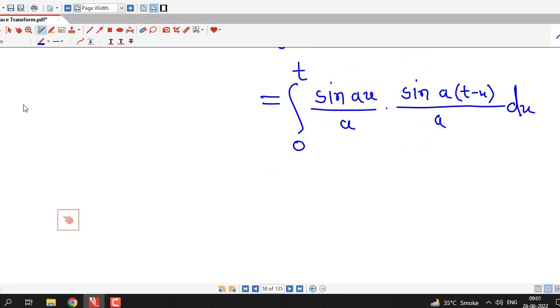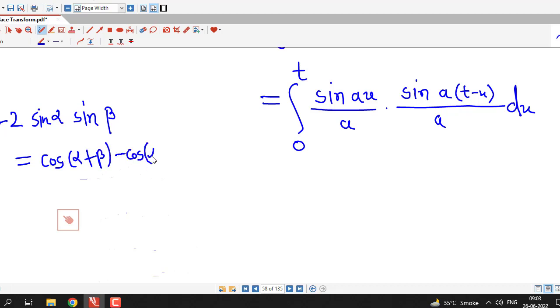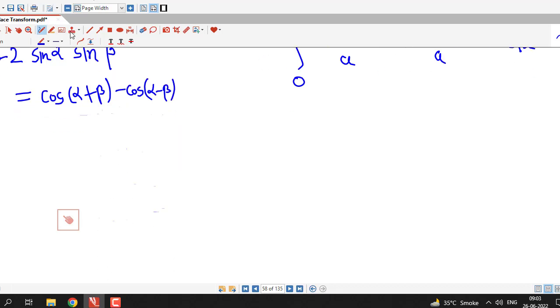Here also we have to use a formula. We know that 2 times cos alpha into cos beta, this is cos(alpha plus beta) plus cos(alpha minus beta), and 2 times sin alpha into sin beta. Let me recall this. Okay, fine. So here we have a negative sign, minus 2 sin alpha sin beta. This is going to be cosine of (alpha plus beta) minus cosine of (alpha minus beta). We have 4 formulas like this.